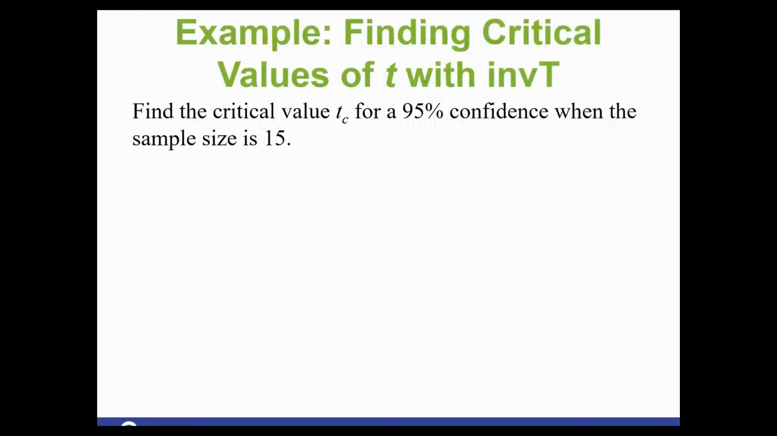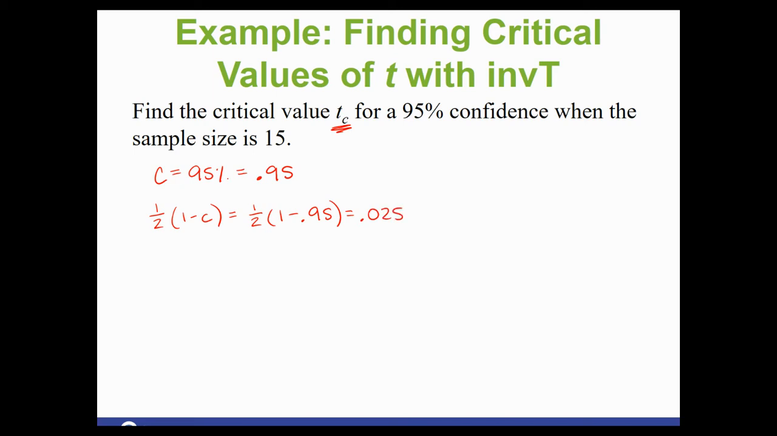Now that we've talked about the properties, let's try one. So this problem says find the critical value t_c. So that's a clue to let you know that you're using inverse t here for a 95% confidence when your sample size is 15. So just like we've done before, confidence is 95%. So we can write that as 0.95. Before we plug it into our calculator, we're going to do 1/2, 1 minus C. So 1/2, 1 minus that 0.95.